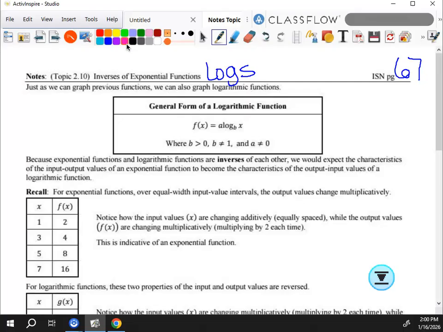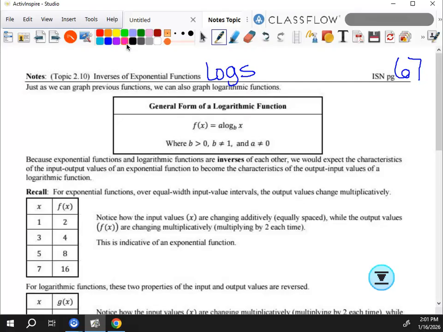Okay. So it says, just as we can graph previous functions, we can also graph logs. I don't know why that sentence is at the beginning, because we'll do that in just a minute. But here's the general form for a log. Yesterday we talked about a log having a base and an argument, but this one has an a in front of it for a transformation. What does the a do transformation-wise? It's a dilation. What kind? Vertical. Good. So it's a vertical dilation, which is just going to stretch it vertically.